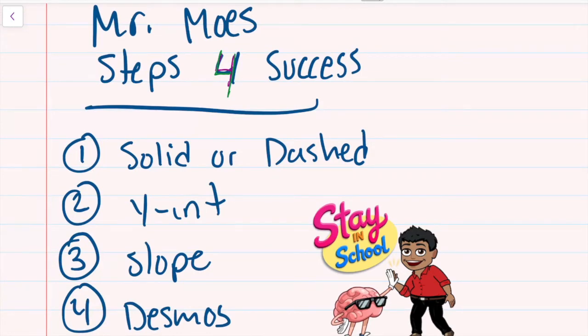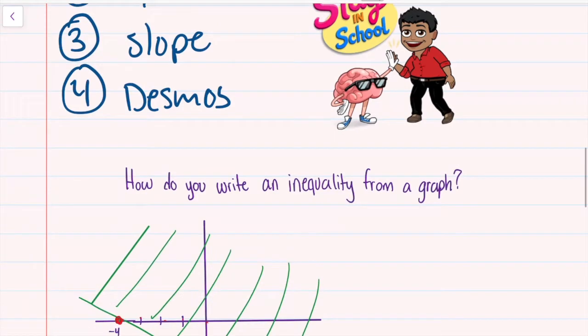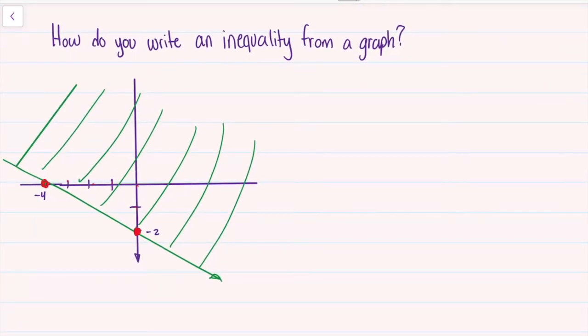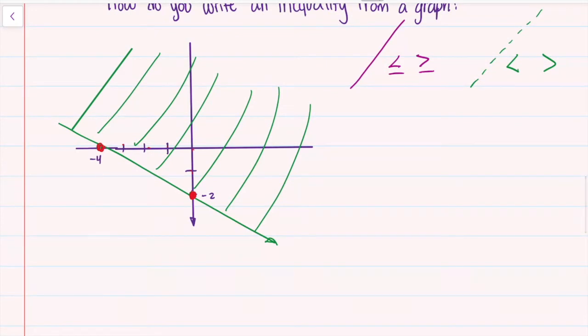Step number 1, determine whether it's a solid or a dashed line. What do I mean by solid or a dashed line? Let's do a quick review. When you have a solid line, that tells me that my inequality has to have either the less than or equal symbol or the greater than or equal symbol. And when you have a dashed line instead, my symbols are less than or greater than. That's it. So this graph actually has a solid line. So my two possible inequalities have to have a less than or equal or greater than or equal. Those are my two possible choices right now.